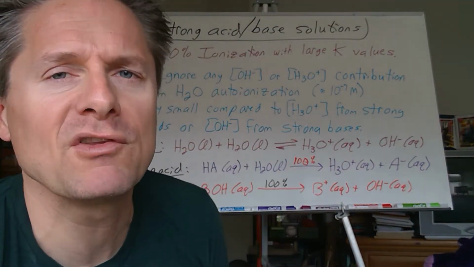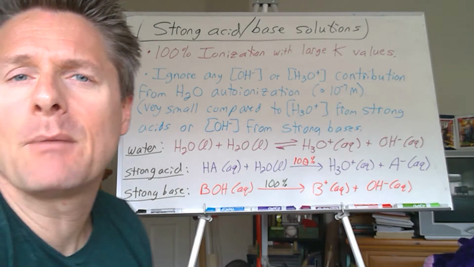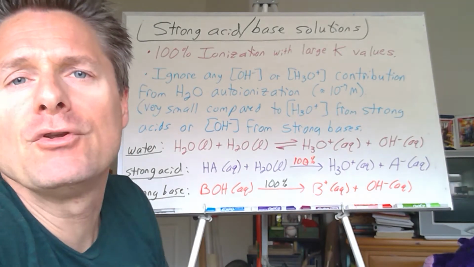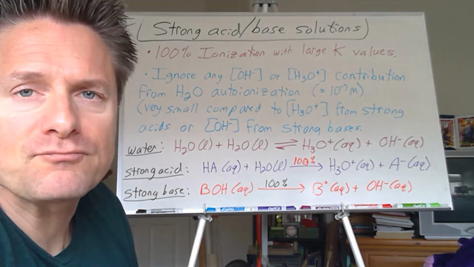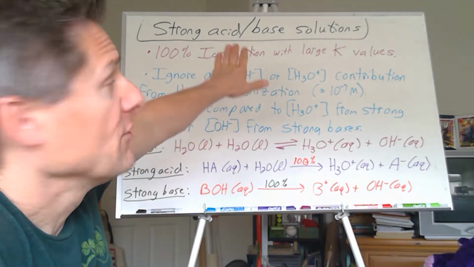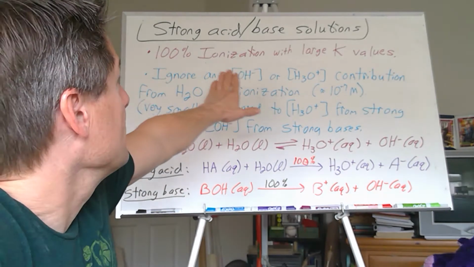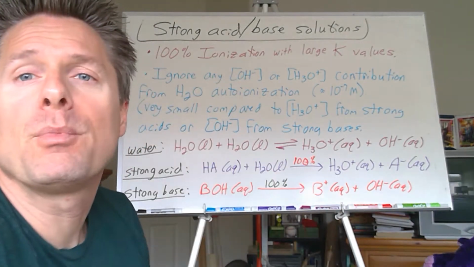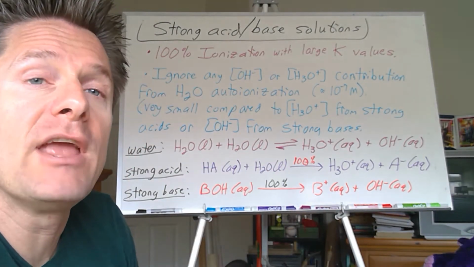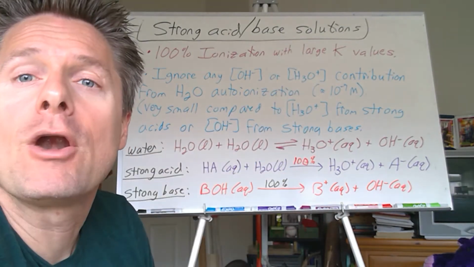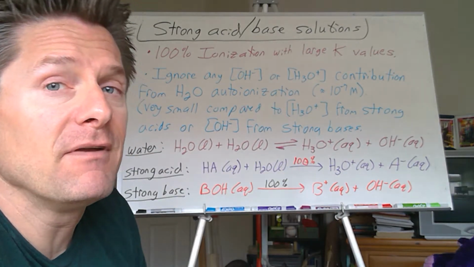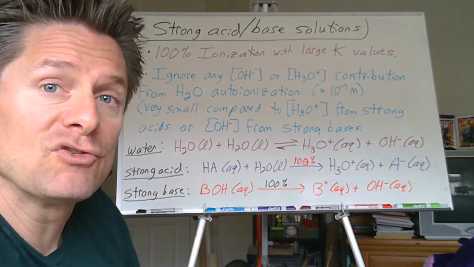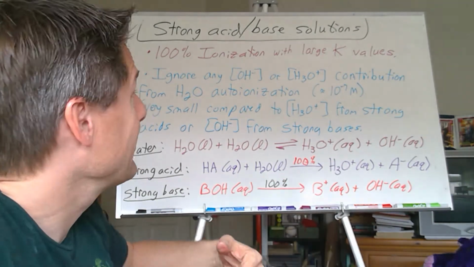So let's take a look at this board. It's a pretty busy board, but it kind of summarizes everything we're going to be doing. And then we'll do one example problem, maybe two, and we'll see how it works out. So strong acid, strong base solutions. We are going to make the assumption that they are 100% ionizing or dissociating in water. Very large Ka values for strong acids and very large Kb values. So we're assuming it's all products, no reactants in that scenario.